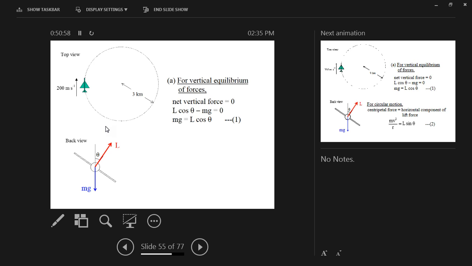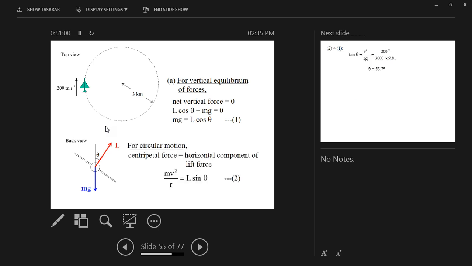That resultant force is actually L sin theta. So L sin theta is the unbalanced force. It provides you the centripetal force, so you equate it to mv squared over r. Same thing, we end up with two equations. The unknown here is theta. How do you solve it? I'm going to give you some time. Find angle theta, and then I'm going to ask you for the answer.